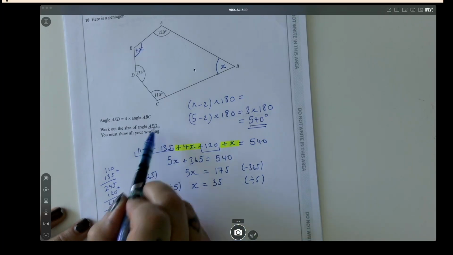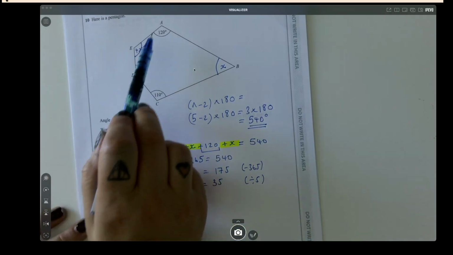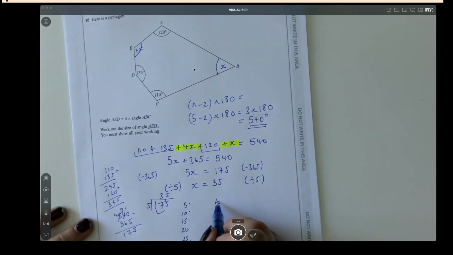They want the size of angle AED. We said the angle AED was 4x. So 4x is angle AED. We just worked out that x is 35. So 4 times 35 is AED.